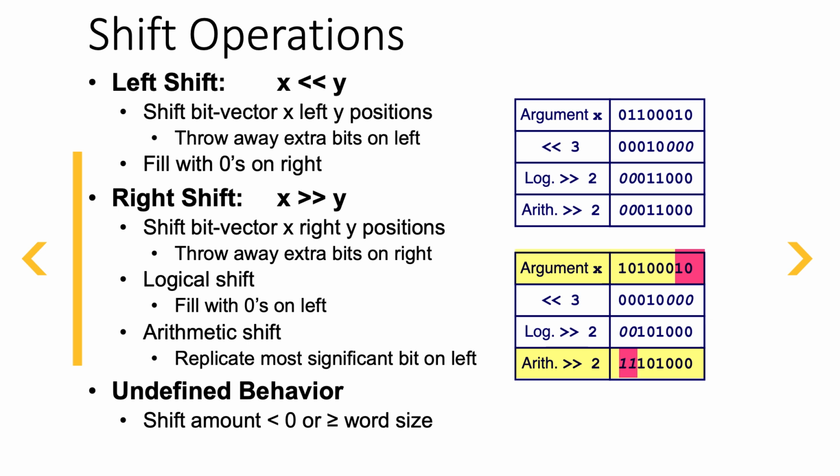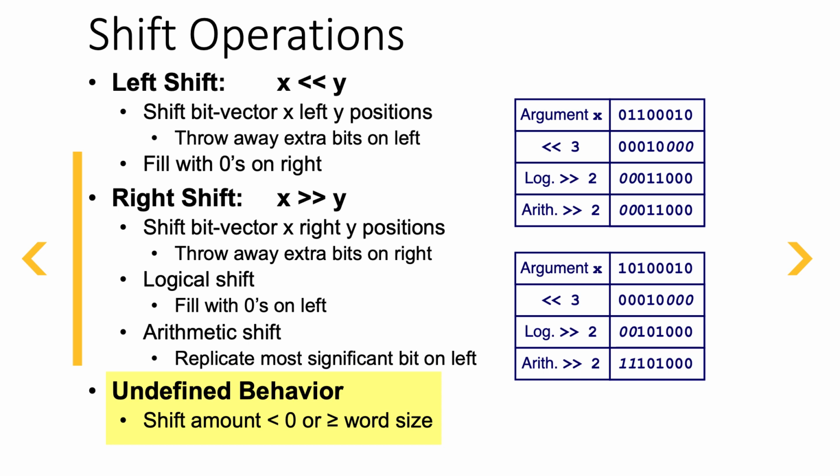So, when we talk about a right shift, we have to be careful about, are we doing a logical shift where we just fill with zeros on the left no matter what? Or are we talking about an arithmetic shift where we replicate the most significant bit on the left? So that's a very important thing that can lead to a lot of confusion, and we want to keep it in mind. Now, we also have some undefined behaviors that we want to keep in mind.